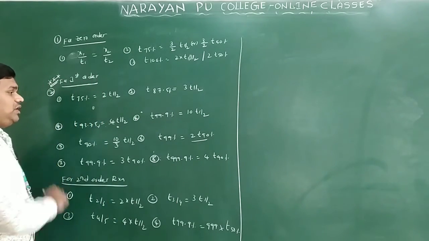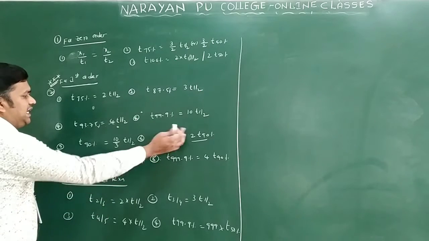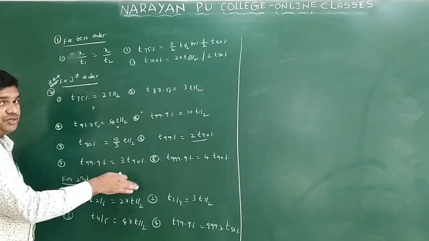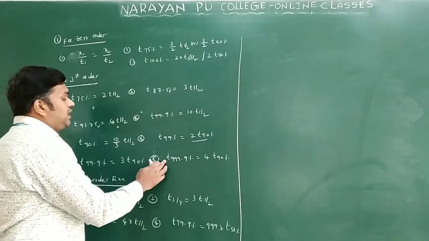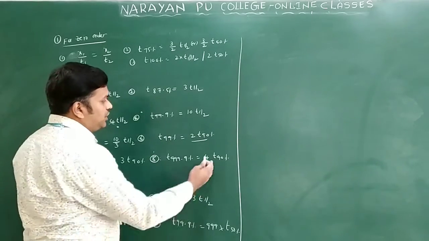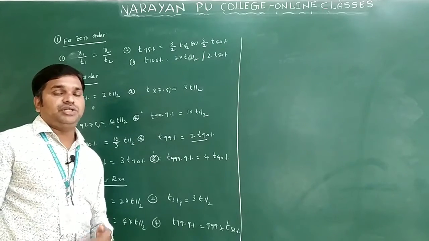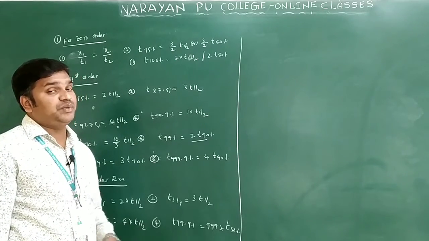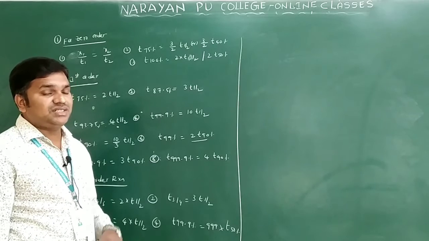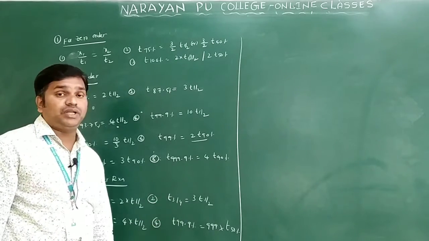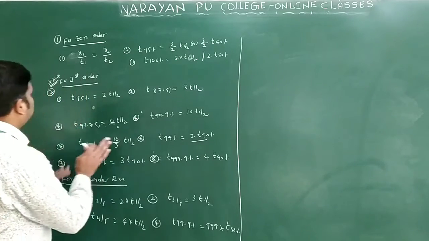T 99.9% is equal to 3 into T 90%. Next, T 99.99% is equal to 4 into T 90%. Okay? T 99% is 2 into T 90%. T 99.9% is 3 into T 90%. T 99.99%, what will we get? 4 into T 90%. So these are all the formulas for which one?